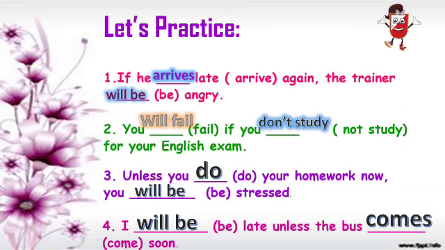Ajá, very good. Puedo ver las respuestas muy bien, okay, que me han enviado. Excellent. So, our answer in the first example is: if he arrives, okay, don't forget to conjugate this verb. Se conjuga este verbo. Why? Because this is in the third person in singular, yes? If he arrives late, again, the trainer will be angry. Okay, in the possible situation we use simple present and the result we use simple future.